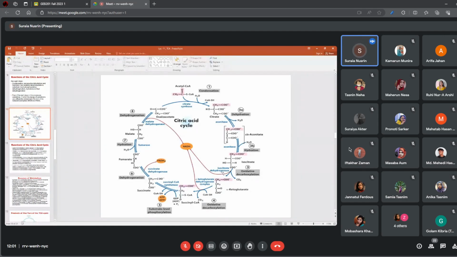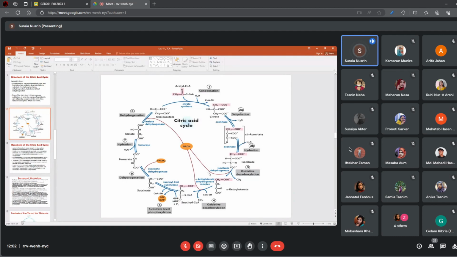So here acetyl CoA, which is entering the cycle, is condensed with oxaloacetate by the enzyme citrate synthase. That reaction is known as a condensation reaction, and we get the 6-carbon compound citrate, because oxaloacetate is a 4-carbon compound and acetyl CoA has 2 carbons. And citrate sequentially undergoes dehydration and hydration, and we get the compound isocitrate. Isocitrate also has 6 carbons.